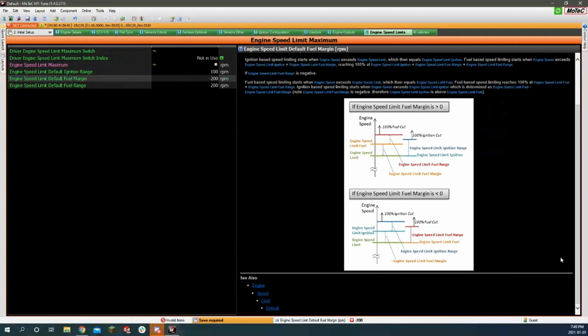That's also super bad. So basically these numbers tell you when to start cutting fuel and when to start cutting your spark, and you can do different things. You can have it cut ignition first before it starts cutting fuel. That'll make it sound cool, but it's harder on the engine. So that would be if I set this to a positive number.